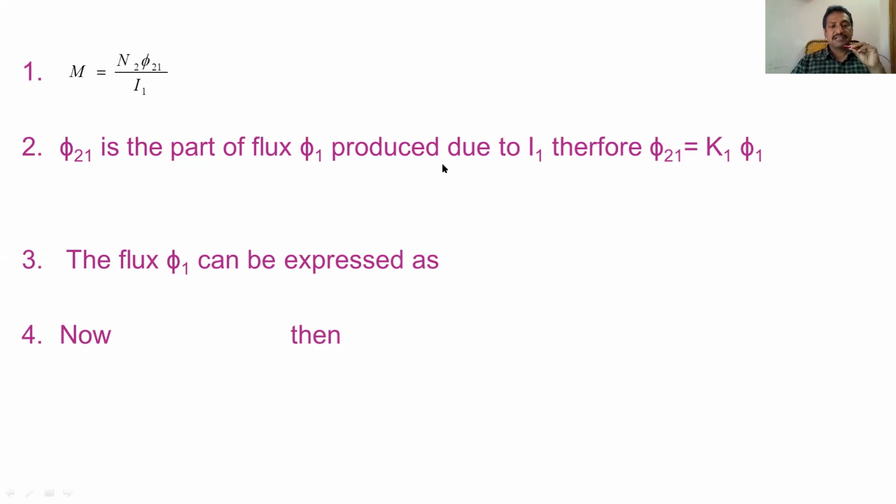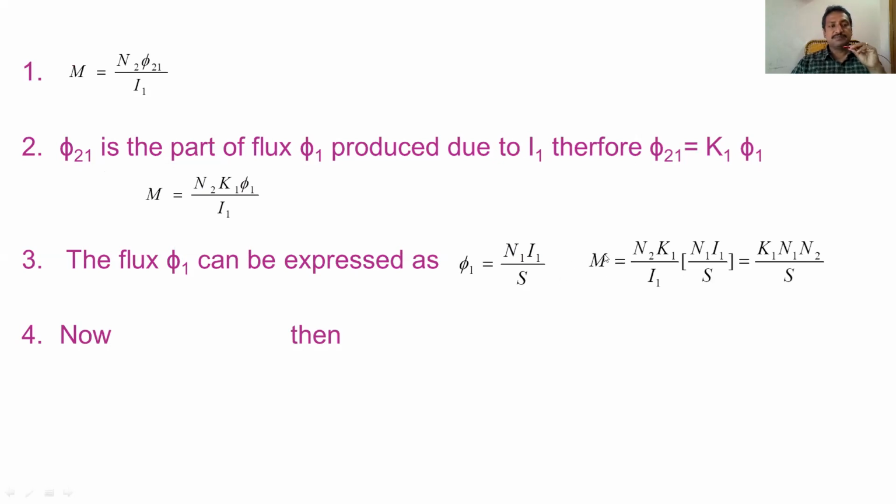φ1 is the part of flux produced due to I1. Therefore, φ21 is equal to K1 into φ1. So M is equal to N2 into K1 into φ1 by I1. The flux φ1 can be expressed as flux is equal to MMF by reluctance. MMF on the primary side is N1 I1, divided by S. So if M is replaced, in the place of φ1 we put N1 I1 by S, and M is equal to N2 K1 divided by I1 into N1 I1 by S. Therefore, K1 into N1 N2 by S, and I1 gets cancelled. So this is the mutual inductance.